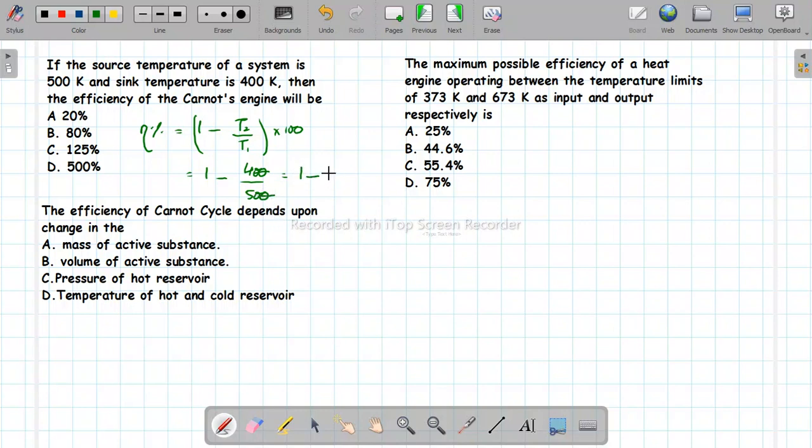This gives you 1 minus 0.8, which is 0.2, and then multiplied with this 100. This becomes 20%. Your engine is 20% efficient.